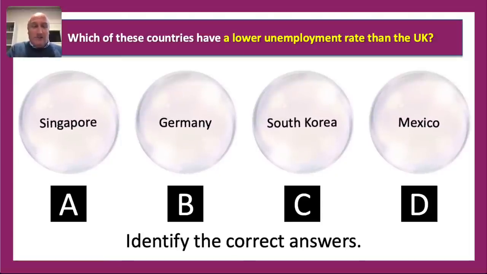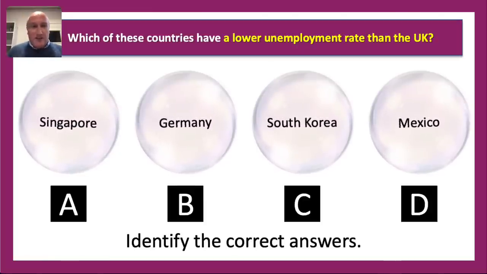Here we go. Which of these countries have a lower unemployment rate than the UK as of April 2022? What do we think here? I'll give a shout out to people who get the correct answer. Seb thinks it's A and B. Olivia thinks it's A and C. Izzy thinks it's B, C, D. Chloe's confident on D, lower unemployment than the UK.